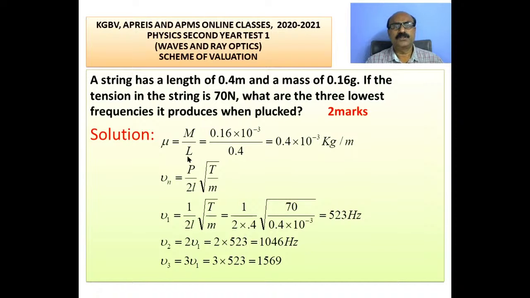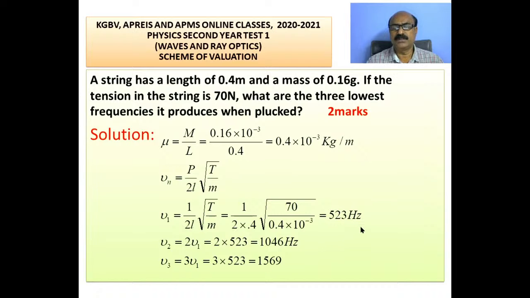So in this particular part, you have to find the linear density mu, total mass by total length, which is given as 0.16 into 10 power minus 3 by 0.4, that is equal to 0.4 into 10 power minus 3 kilogram per meter. And the frequency is equal to p by 2L for any number of loops, p loops, root T by mu. For the first lowest frequency, that is the fundamental mode, nu1 is equal to 1 by 2L root T by mu, that is equal to 1 by 2 into 0.4 whole root 70 by 0.4 into 10 power minus 3. This comes to 523 Hz.